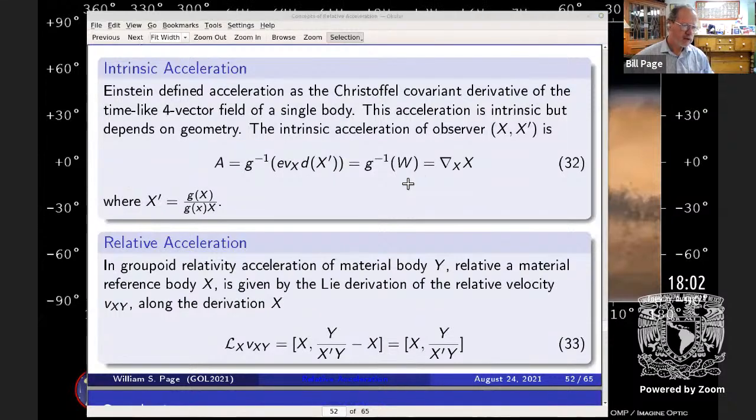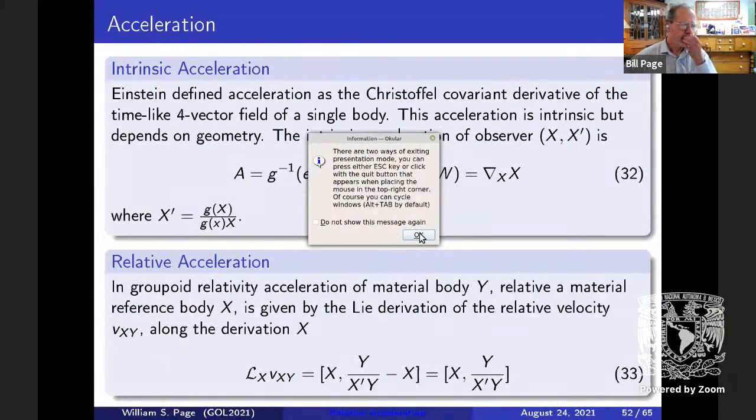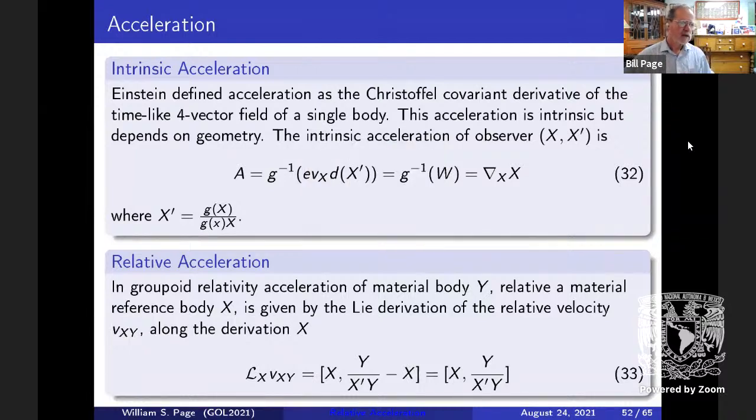Yes. Let me just bring this up again. If I look here. Yeah, so this slide, which is quite a bit further on in the presentation, describes the intrinsic definition of acceleration, or sometimes what would be called force acceleration, in terms of the Christoffel covariant derivative.